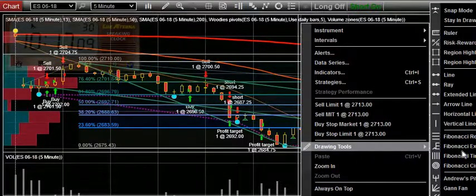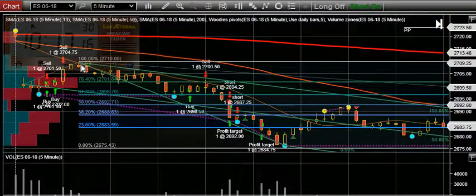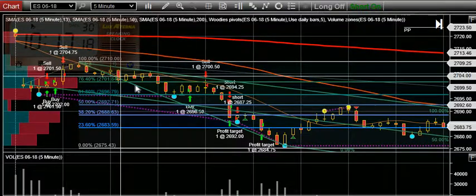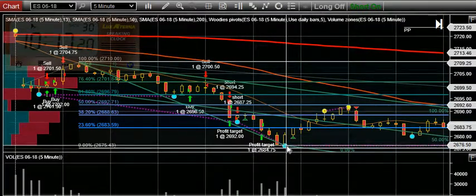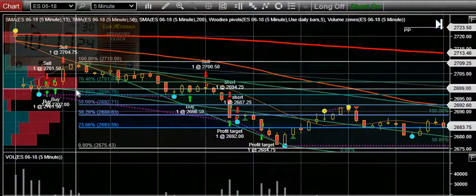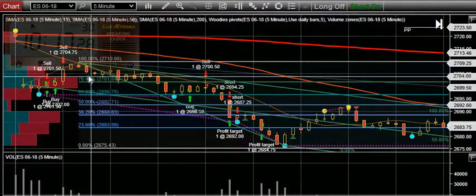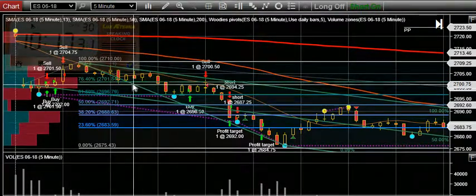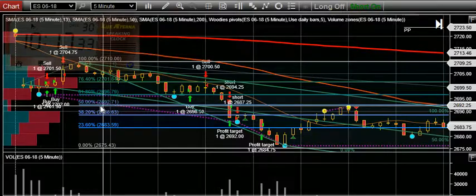So you go to drawing tools, and I drew a Fibonacci retracement. The way you draw it is you go at the high of the day and at the low of the day. You get 2 points for the retracements. Over here, the green one represents the Andrews pitchfork.